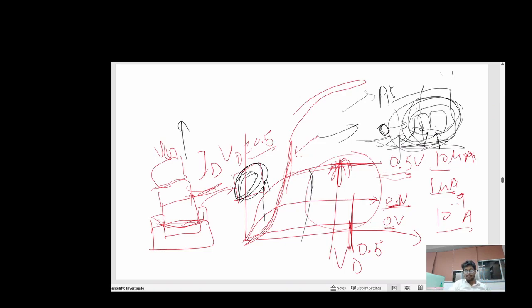So this is the turn on process. If the gate voltage is zero, the current is less. That is the leakage current, or the off current.